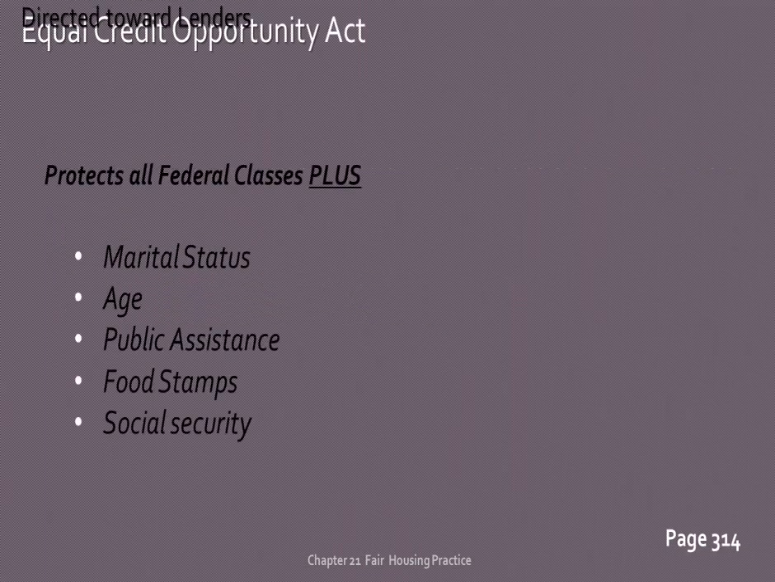This law, the Equal Credit Opportunity Act, is primarily directed towards lenders, and it protects all federal classes, including public assistance, food stamps, and source of income. You can't discriminate against people because of these protected classes. You can, however, refuse to grant them a loan if it's because they're not creditworthy.